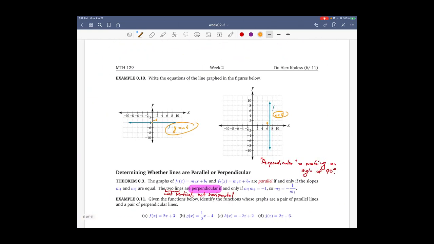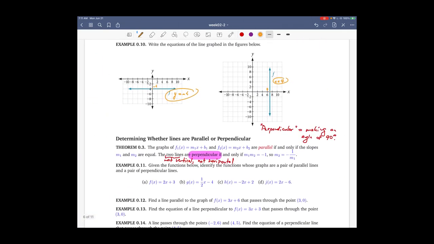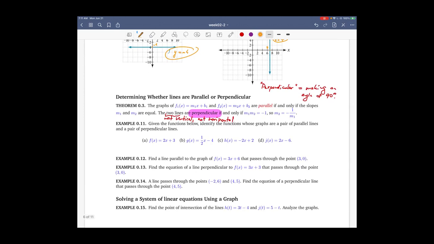So that is the theorem. In example 11, we're given 4 lines. We should identify 2 lines that are parallel and 2 lines that are perpendicular.